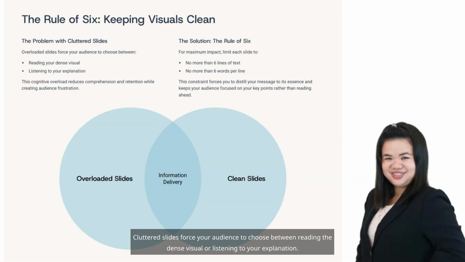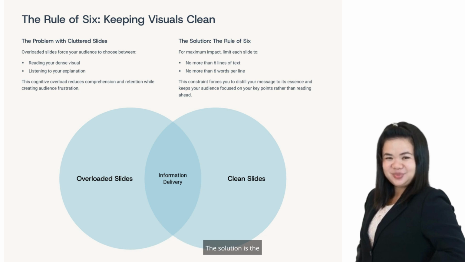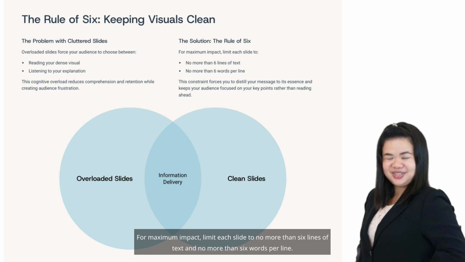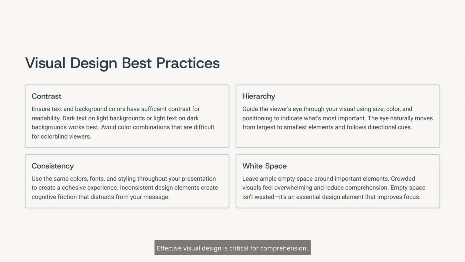Cluttered slides force your audience to choose between reading the dense visual or listening to your explanation. This cognitive overload reduces comprehension and retention while creating audience frustration. The solution is the rule of 6. For maximum impact, limit each slide to no more than 6 lines of text and no more than 6 words per line. This forces you to distill your message to its essence and keeps your audience focused on your key points.